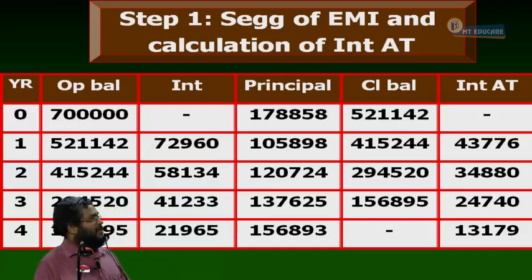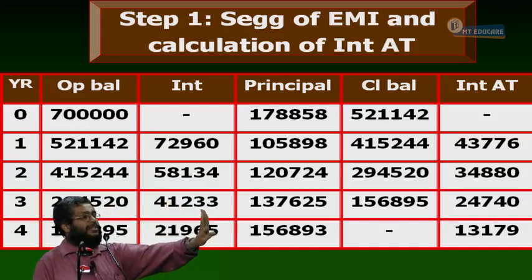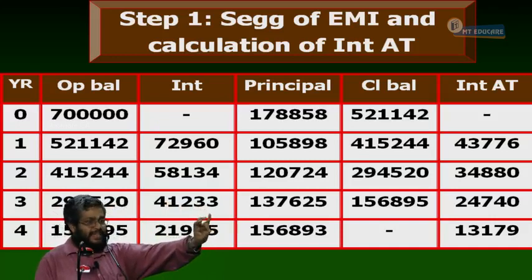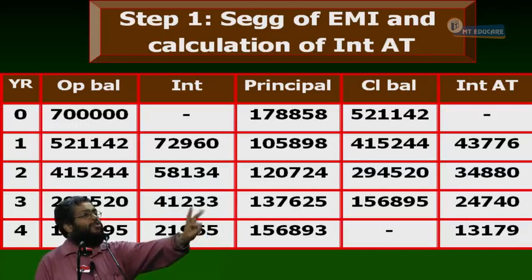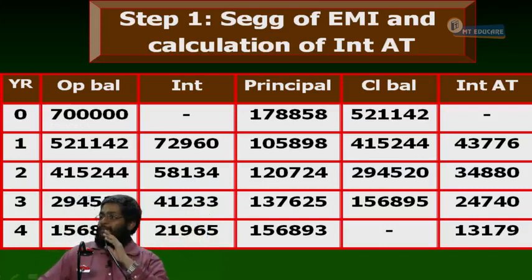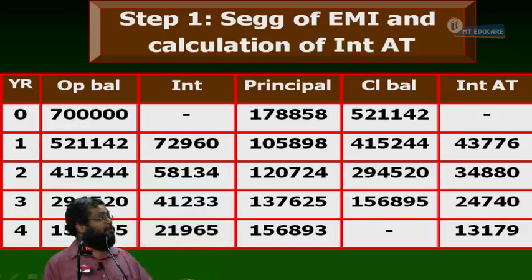Loan option, how many cash flows are there? Four cash flows. Name the four cash flows. Principal, interest after tax, depreciation tax saving, salvage value. Out of the four, two is completed, yes or no? Because the principal is already here, 178, 105, etc. And this also, interest after tax. Next only remaining two needs to be calculated.